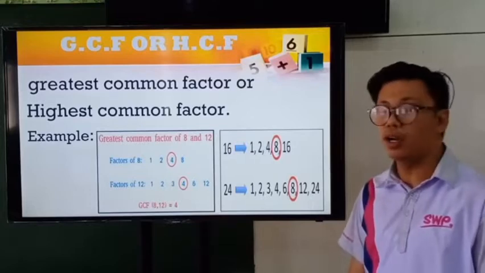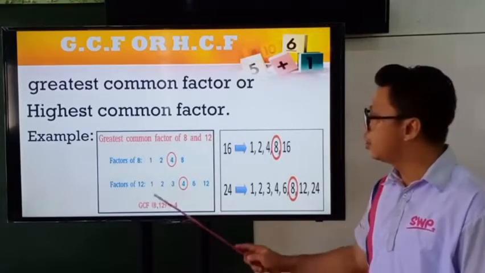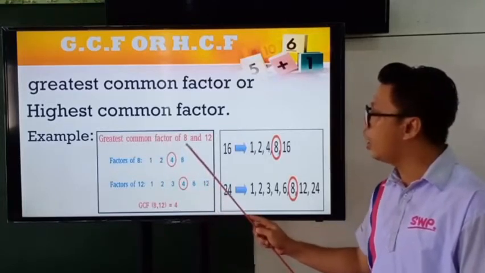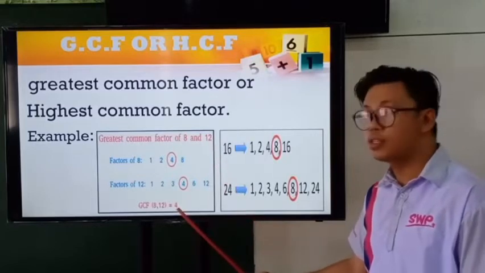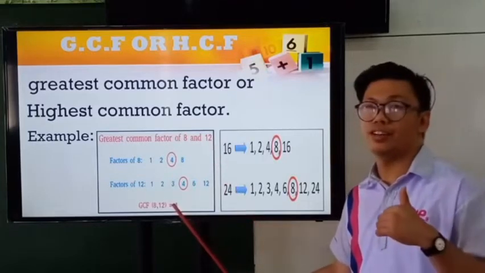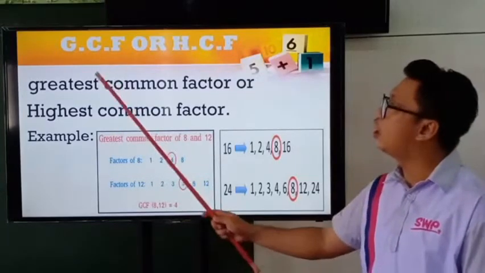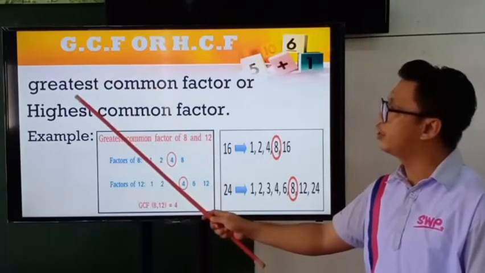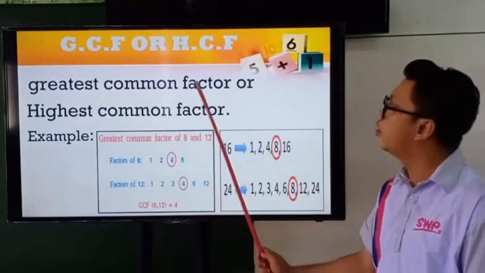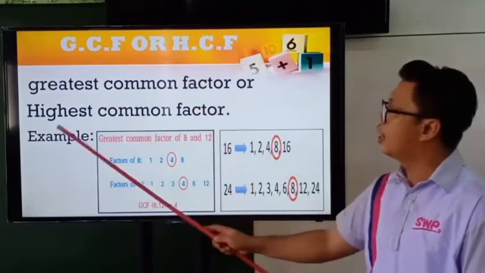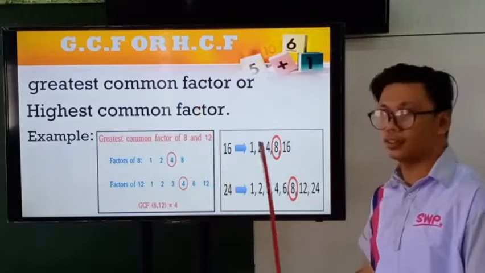So therefore, our answer is: the greatest common factor of 8 and 12 is 4. Did you get the correct answer? Very good. So that is the example of GCF, or we call it greatest common factor, or HCF, highest common factor.